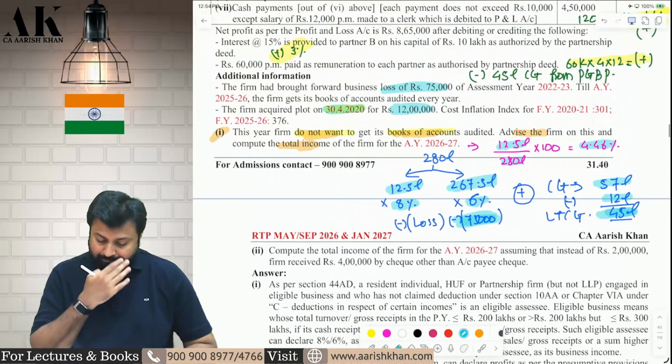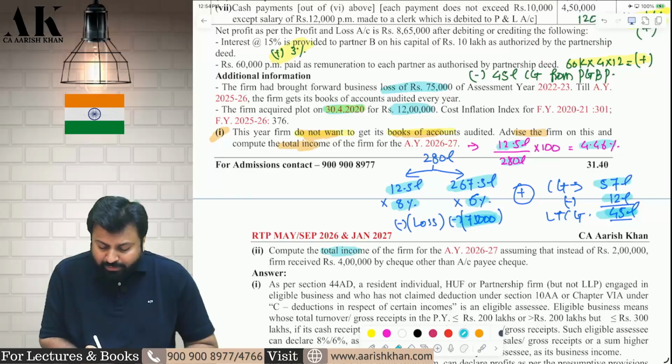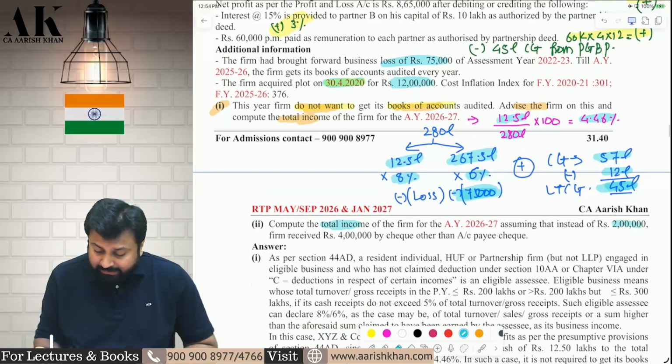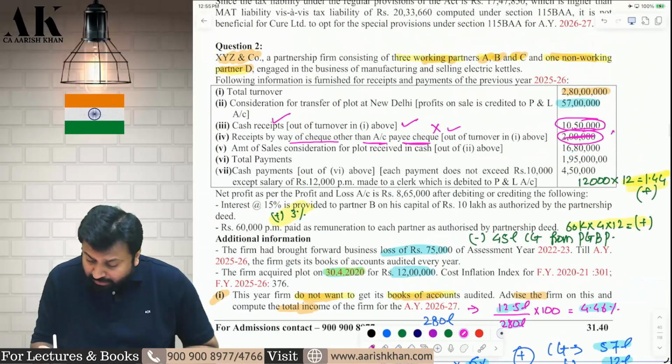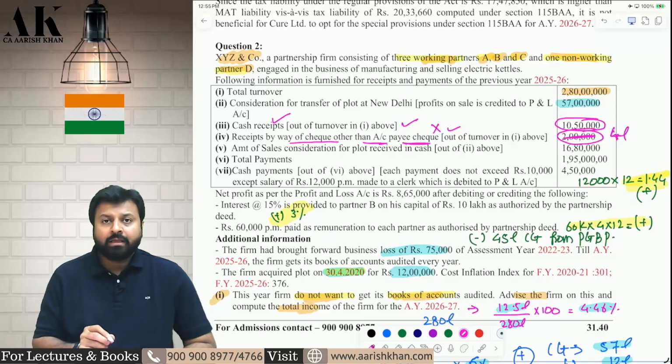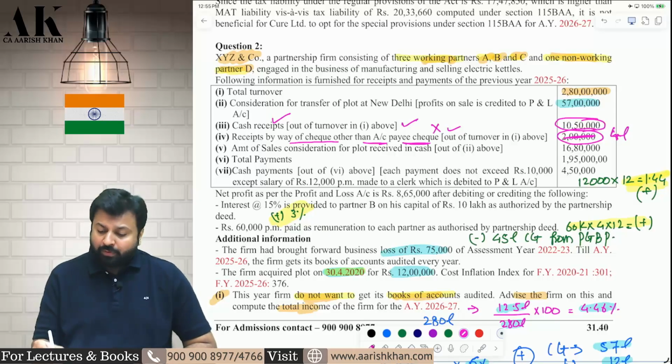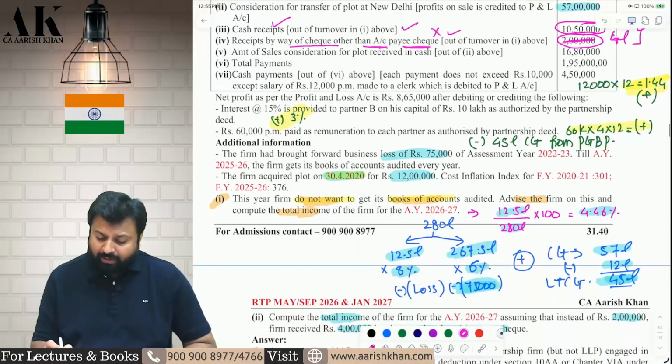Now part 2, very intelligent. Again compute total income, assuming that instead of 2 lakh received from firm, 4 lakh is received by cheque other than account payee cheque. Let's assume that this is not 2 lakh, this is 4 lakh. So now, total cash receipt is 14.4 lakhs.